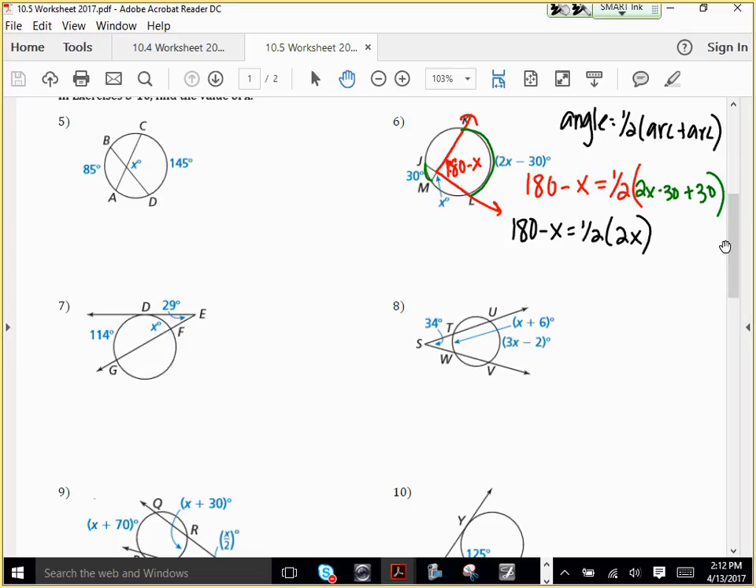What's half of 2x? 1x, or x. So really what you're left with here is 180 minus x equals x. Now that should look a little bit cleaner to you, something you could solve. Your final answer should not be 0, and it should not be 180. So there you go. And then number 10 really quick. So if you can finish number 6, then let's look at number 10.